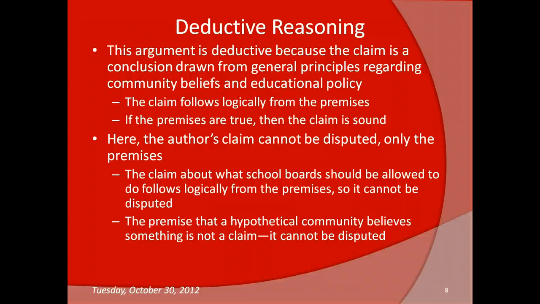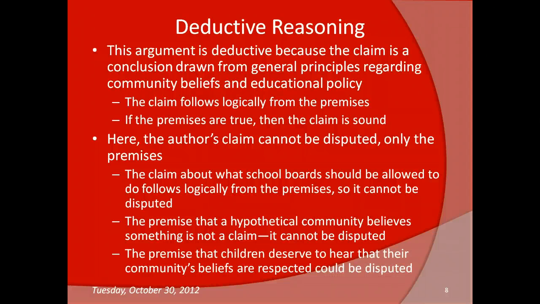The premise that a hypothetical community believes something, well, that's not really a claim that can be disputed. However, this is where a lot of people would get hung up. The premise that children deserve to hear that their community's beliefs are respected, that could be disputed. Some would say that there are more universal standards that take precedence over any smaller community's beliefs, that sort of thing. So that is another example of how deductive reasoning works. It works in such a way that if the premises are true, you can't dispute the claim, but you can still dispute whether or not the premises are true.